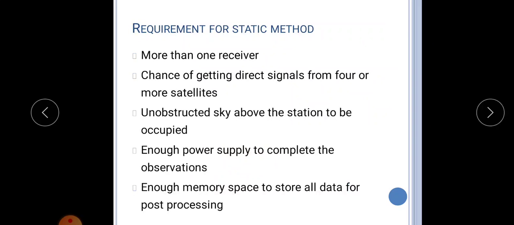And there are some requirements for this static method. That means there will be more than one receiver. That is one requirement, more than one receiver should be there. Then a chance of getting direct signals from 4 or more satellites. That is, there should be signals from a minimum of 4 satellites, and there should be unobstructed sky above the station to be occupied. That is another requirement. And there should be enough power supply to complete the observations, and enough memory space to store all the data for post processing. So these are the basic requirements for a static method.